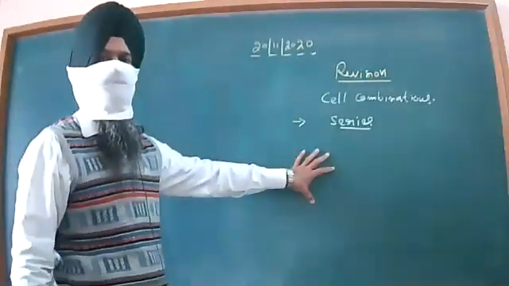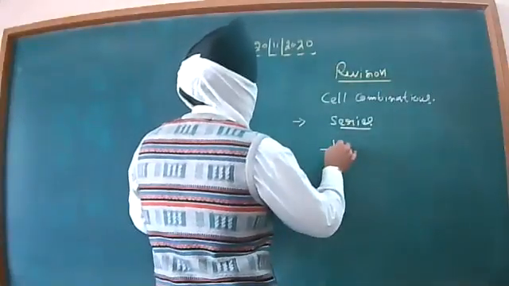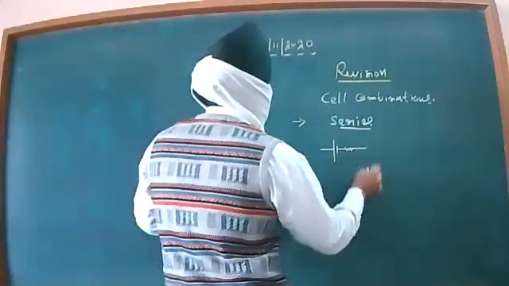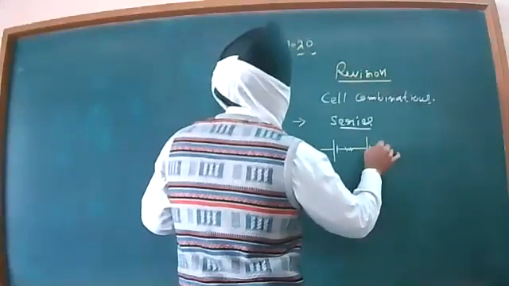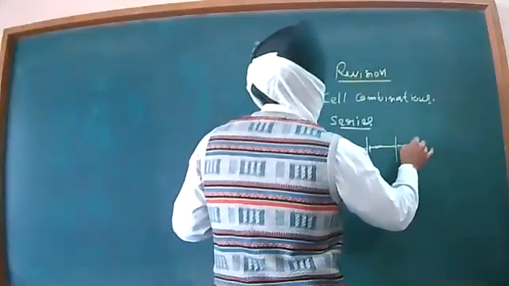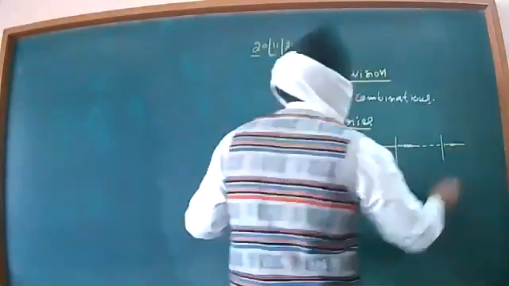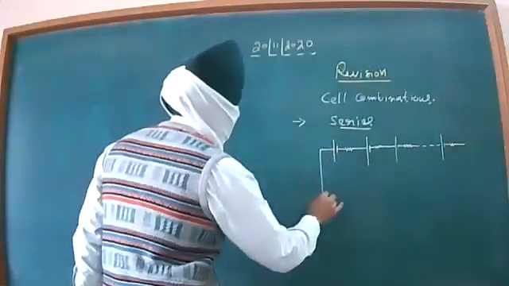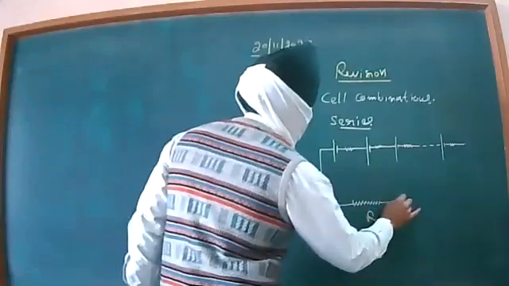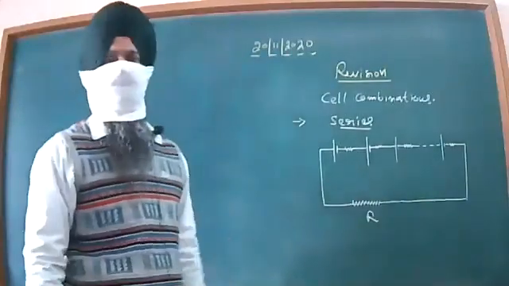When we are combining the different cells in series, identical cells we can take, let it be the first cell and let it be its internal resistance, let it be the second cell, let it be its internal resistance. Let us imagine this is the third cell with internal resistance and so on. Let us imagine it is the nth cell with internal resistance, and all these are connected to an external resistance, say capital R, in this manner. This is the whole circuit setup.